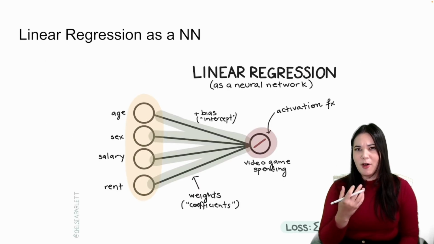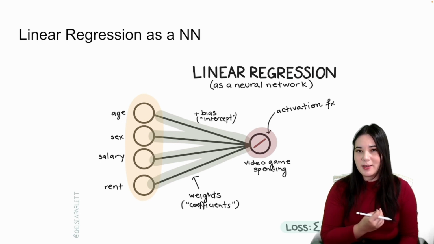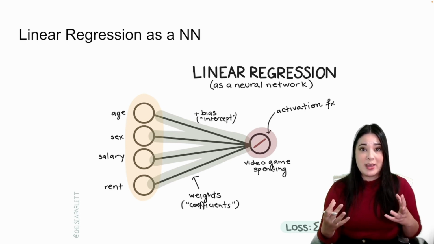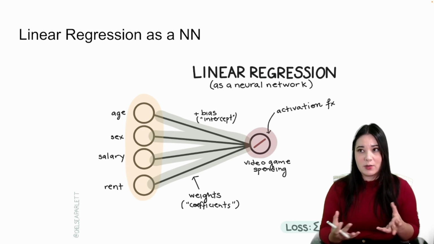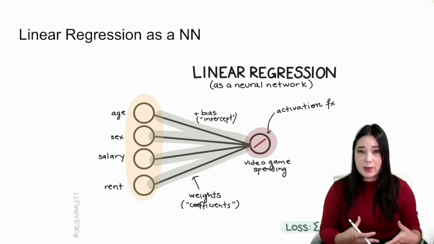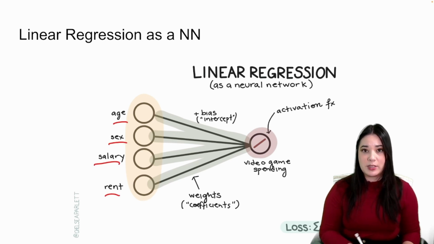Now, all of what I was talking about might have sounded really familiar. In fact, the thing that we built when we were defining our vocabulary sounded a lot like a linear regression. And that's because it basically was. Remember, neural networks are just a way to define the structure of models. So we can use them to define models that we already know, like a linear regression. Here's an example of what a simple linear regression predicting the amount of video game spending based on the age, the sex, the salary, and the rent of a person would look like.